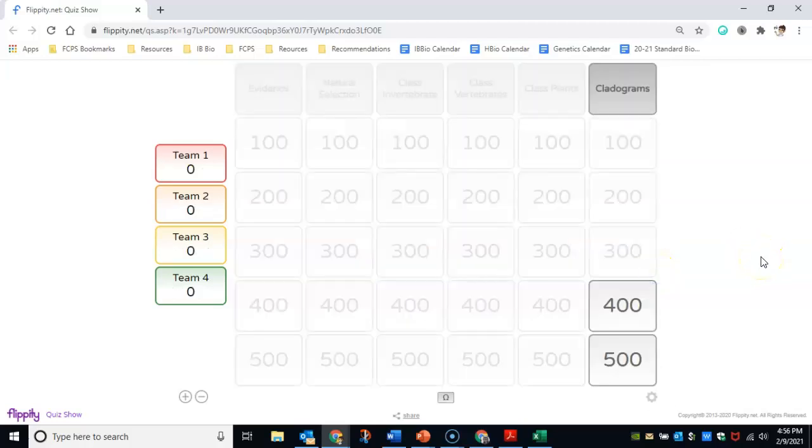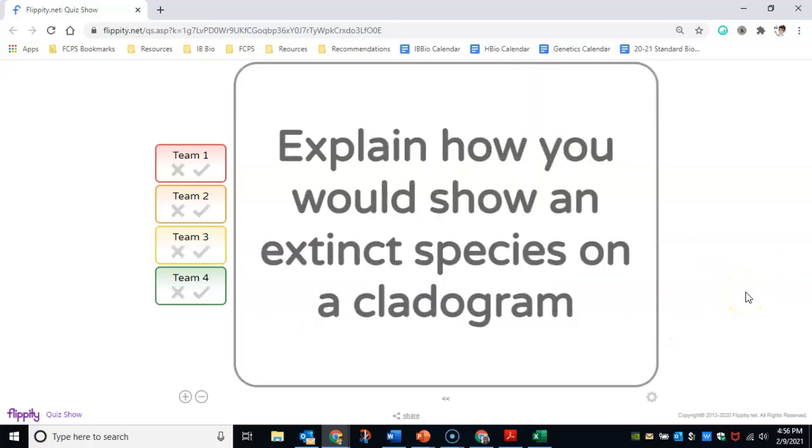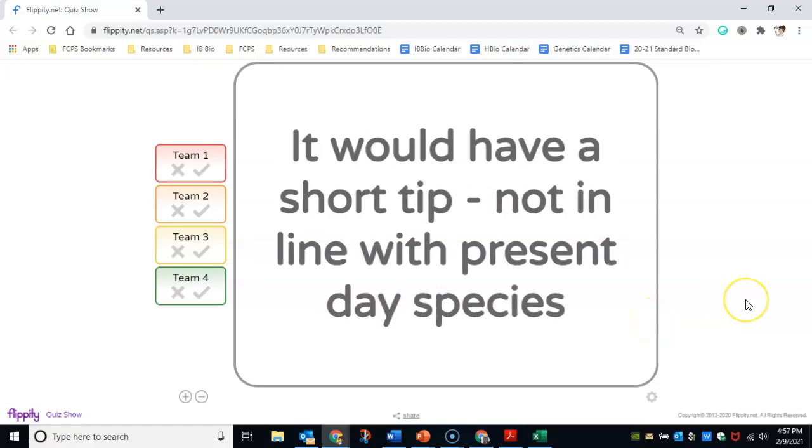All right, we're down to two. So for 400, explain how you would show an extinct species on a cladogram. There are a few ways to show extinction on a cladogram, but the most common way to do it is to have a short tip. If you had a cladogram, it would just not line up with all the present day species. It would end sooner. And if it ends sooner, that means that it didn't make it to present day, right? And so you can assume that it's extinct.